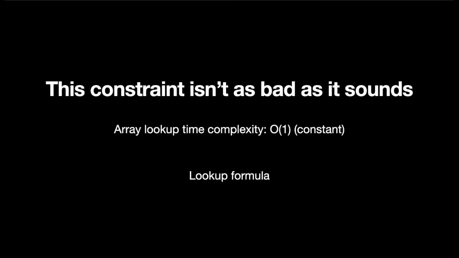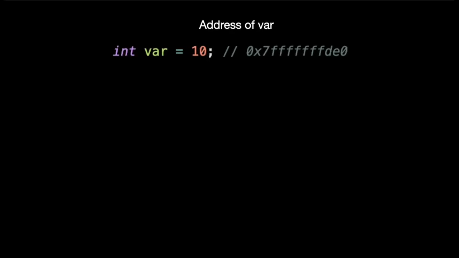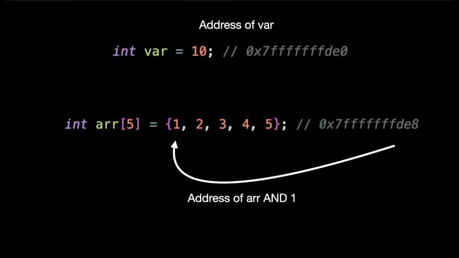Now, this constraint isn't as bad as it sounds, because it makes everything in it directly accessible with just a little bit of math. If you think of a variable as an alias for where your value is actually stored, then the memory address of your array is the memory address of your first element in that array. To understand why that is, you first need to know how to calculate the address of any element in your array given its index.